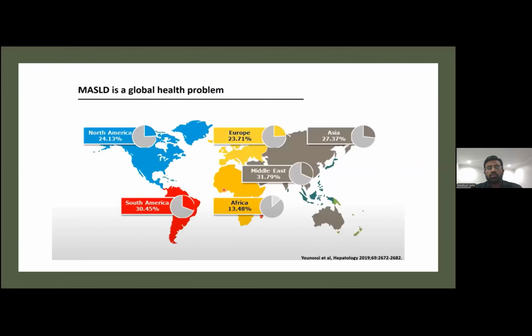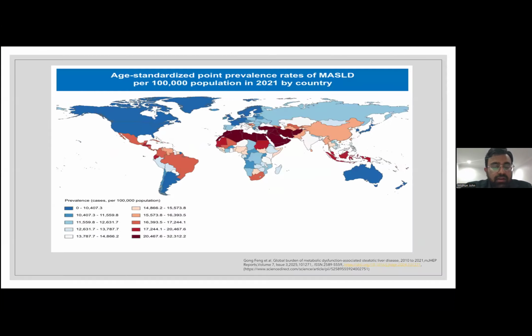So MASLD is a global health problem. We find that it affects more than 25% of the world population, and it is increasing day by day. As you can see in the schematic that we have in front of us here today, a lot of our prevalence is coming from our Americas as well as our Middle East and Asian countries. Africa is actually sitting at 13.48%. However, I will show you in the next slide how this is different compared to the previous image.